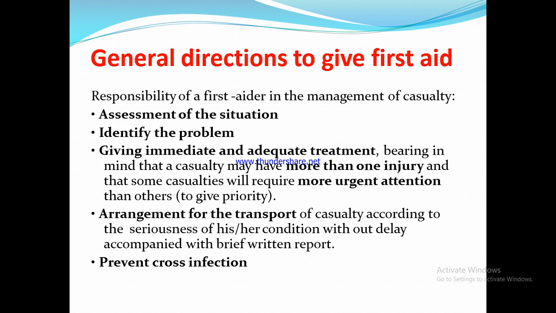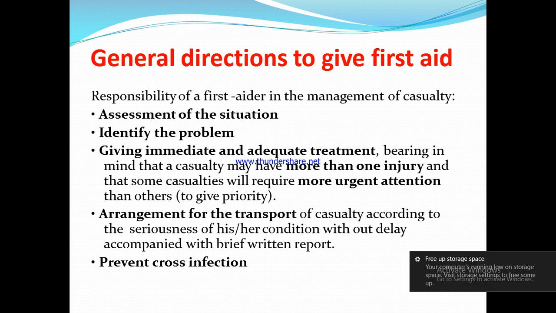The general direction to give first aid: there are a number of steps we should follow while giving first aid, in the management of the casualty. We have to follow assessment of the situation, the first and most immediate task expected from the first aider, and upon assessment of the situation, the first aider is expected to identify the problem.